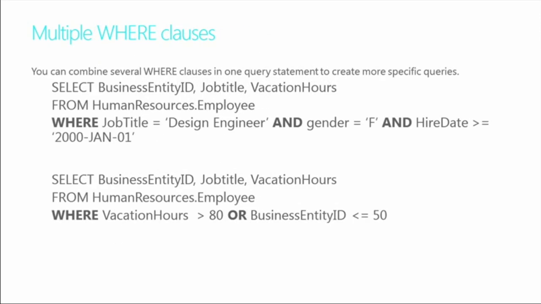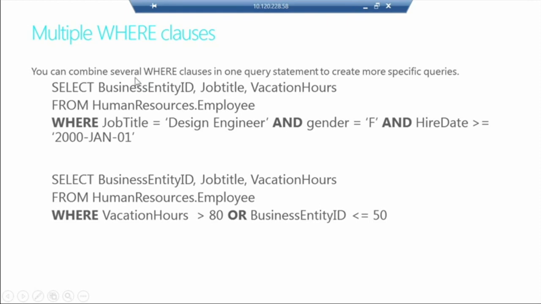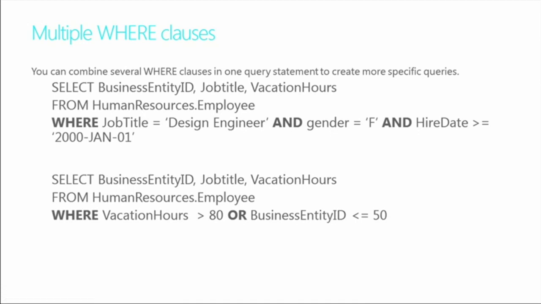I can get pickier. I can add multiple criteria to the where clause. So notice here I'm still doing a select on these three columns: business entity ID, job title, and vacation hours, from the table. Now my where clause says where job title equals design engineer, and by the way, gender has to equal F, and by the way, their hire date has to be greater than or equal to January 1st of 2000. So now I'm really narrowing down what's returned in my result set.